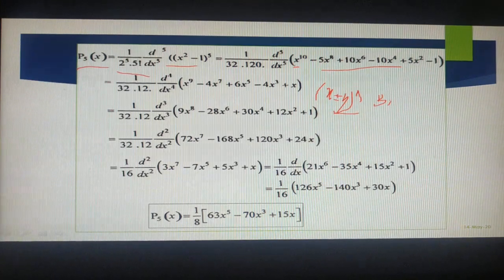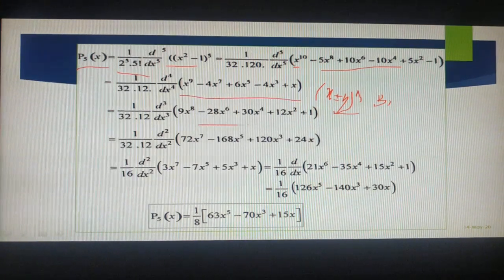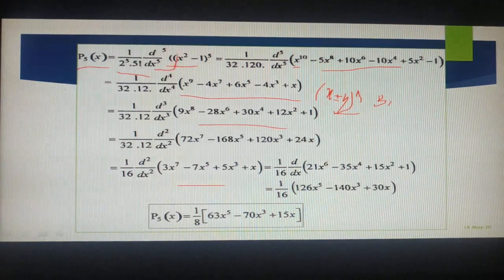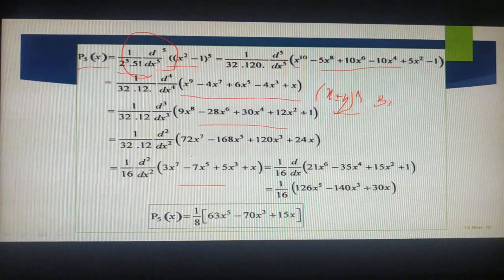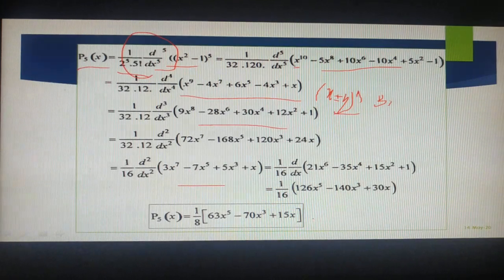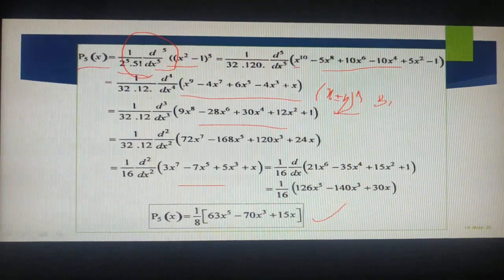Right. So once you expand with the binomial expansion, the remaining thing is very simple, and we have a polynomial. Differentiate how many times here they are asking? 5 times they are asking. You do the differentiation up to 5 times and simplify, you will get the result.